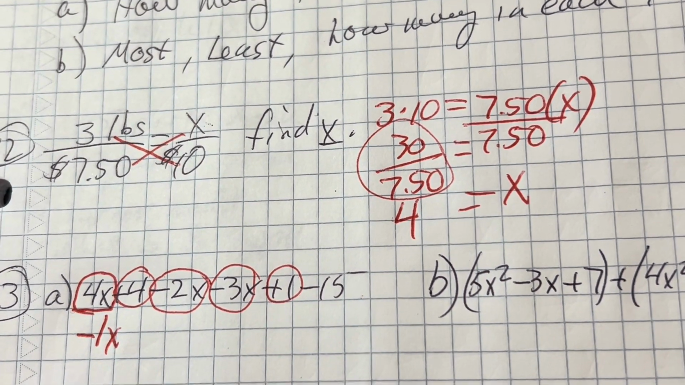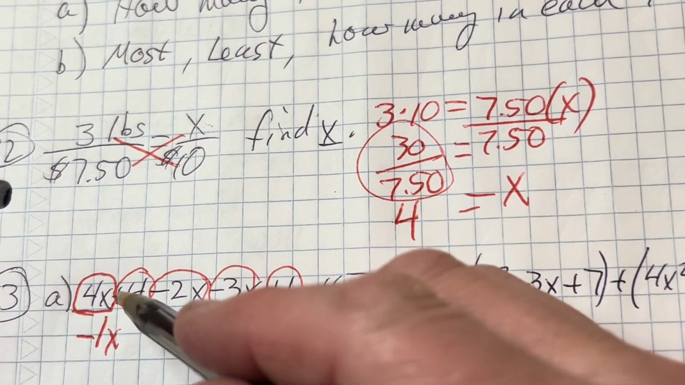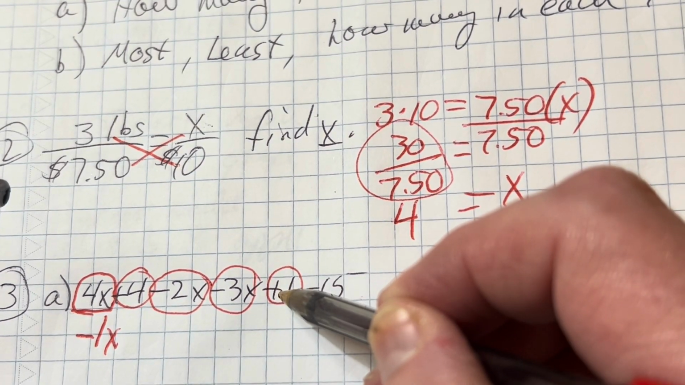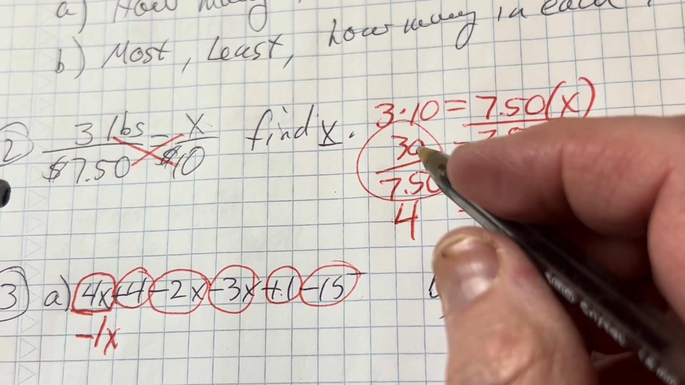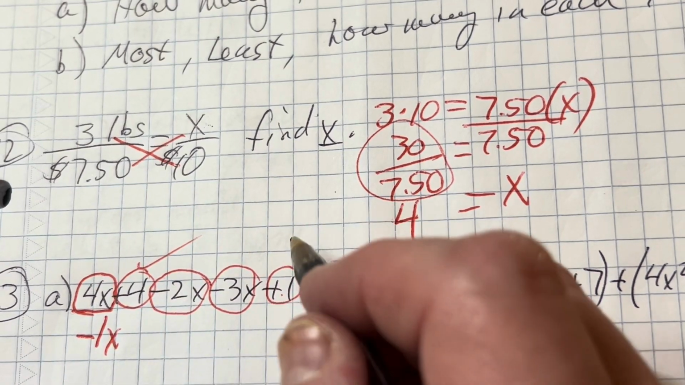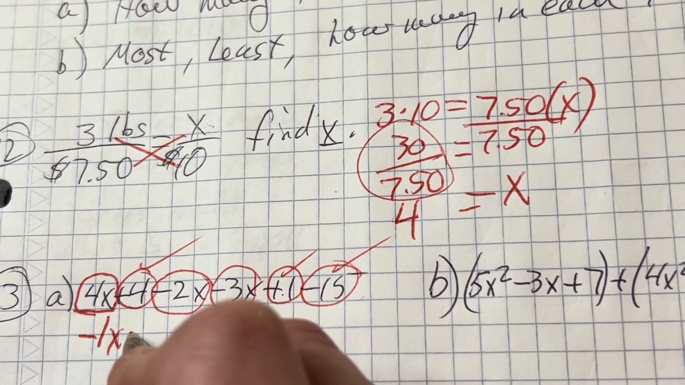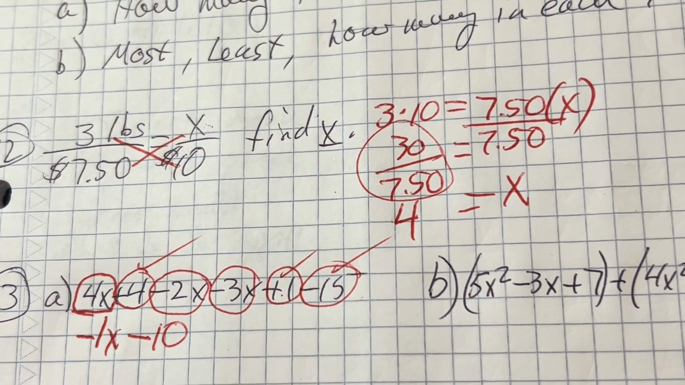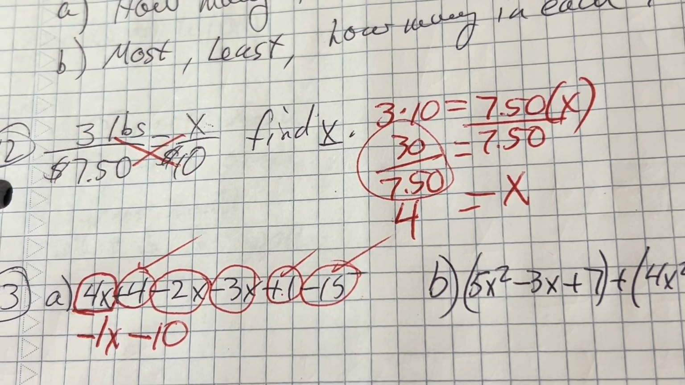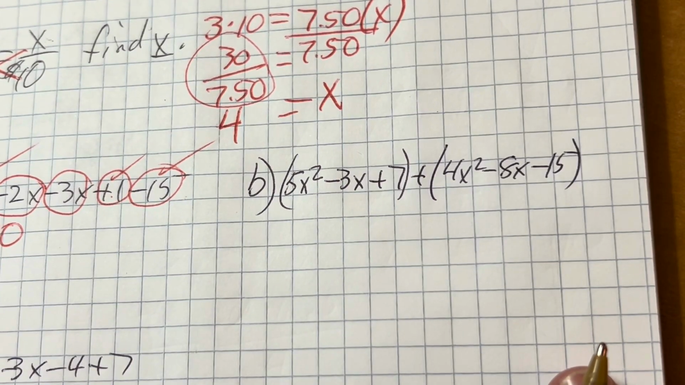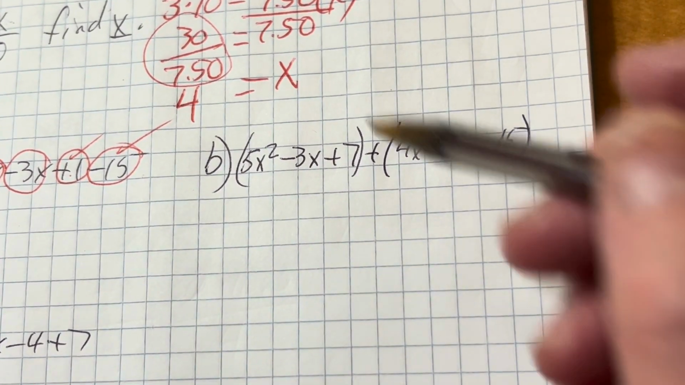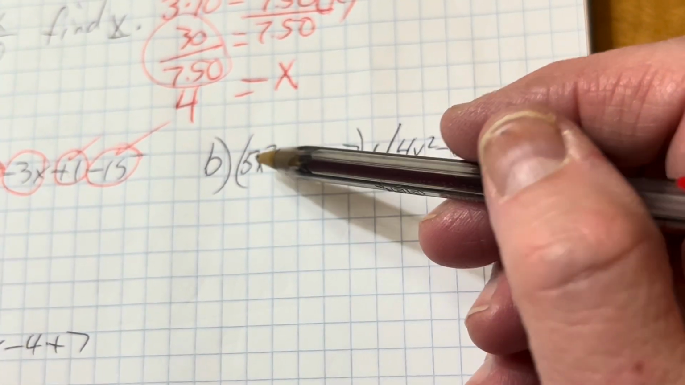Well, I don't know if you could hear, but that was a pretty loud rumble here. 4 plus 1, that's 5, minus 15. So 4 and 1 is 5, minus 15. 5 minus 15 is negative 10. That is what your solution would be right there. Letter B.